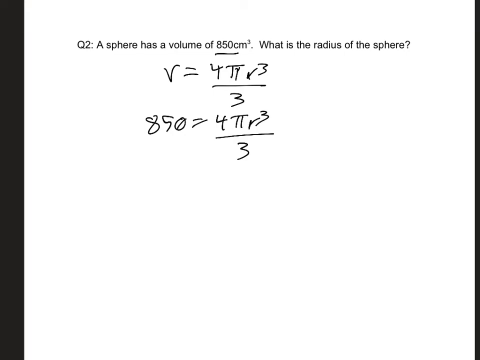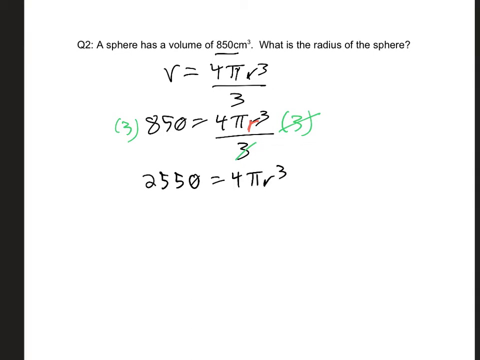So our goal in all of this is going to be to solve for r. So we're going to need to remove everything else from the right-hand side of the equation. And the first thing that we're going to start with is by getting rid of this 3 in the denominator. So we're going to multiply both sides by 3. And the effect here is 3 divided by 3 is 1, so that will reduce on the right-hand side of our equation. So this gives us 2,550 equals 4 pi r cubed.